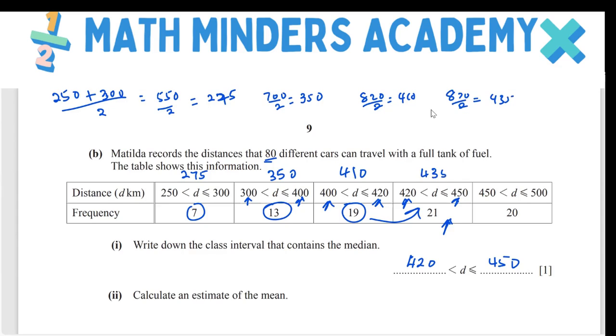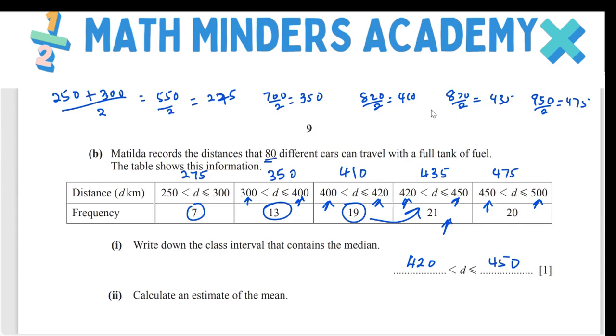Here, add 450 and 500, that's 950. If we divide 950 by 2, that will give us 475.